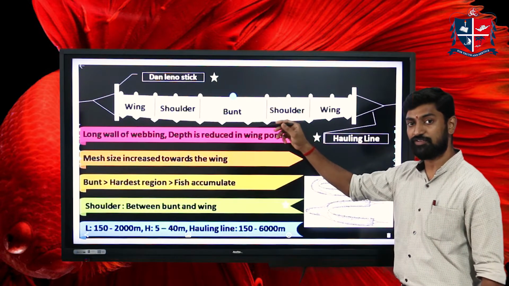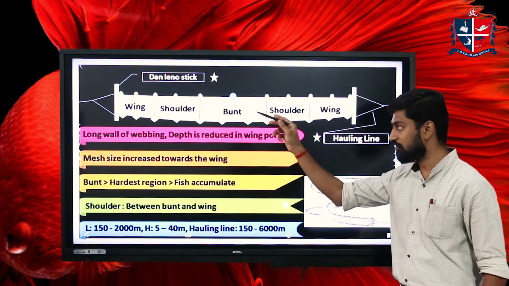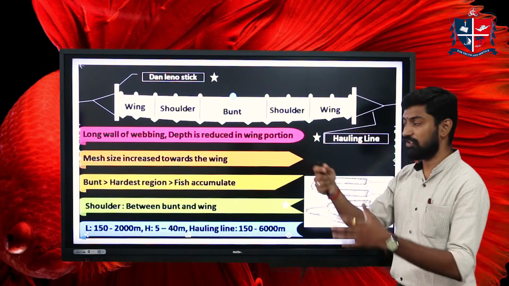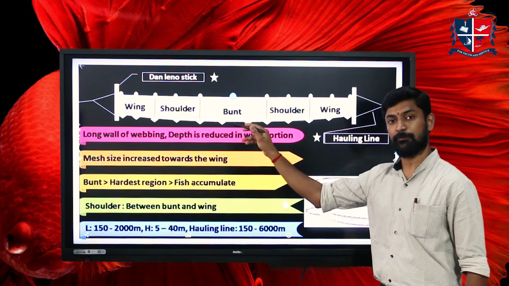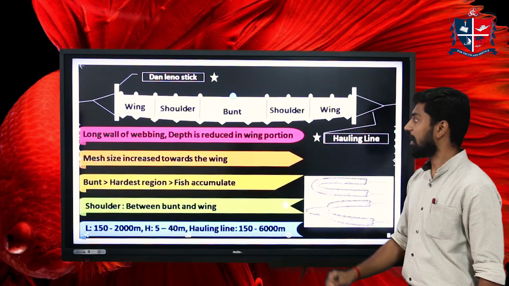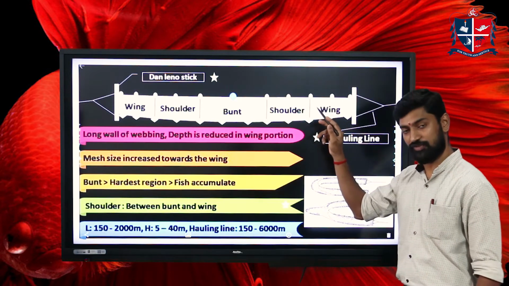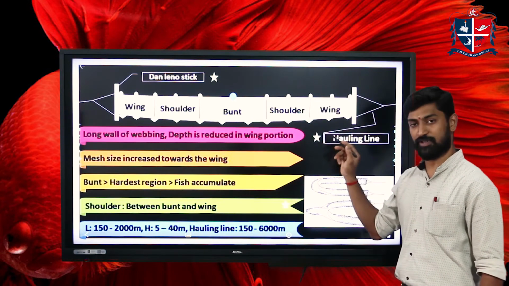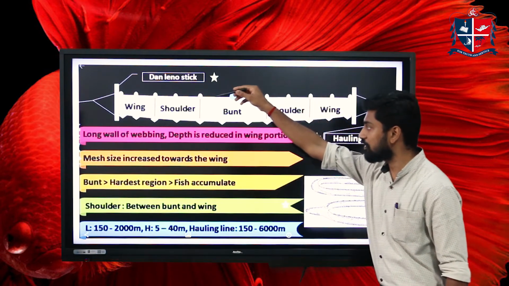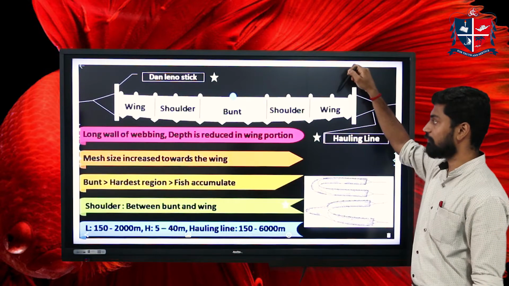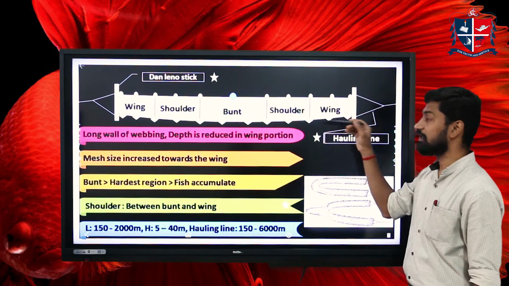Why? Because the fishes accumulate in that particular region. So it is the hardest region, and its mid size is much smaller than the shoulders and wings towards the bend. In between the bend and the wing, there is a portion known as the supporting region, known as the shoulders. Above this gear, there is a head rope with floats, and below it is a foot rope with sinkers.